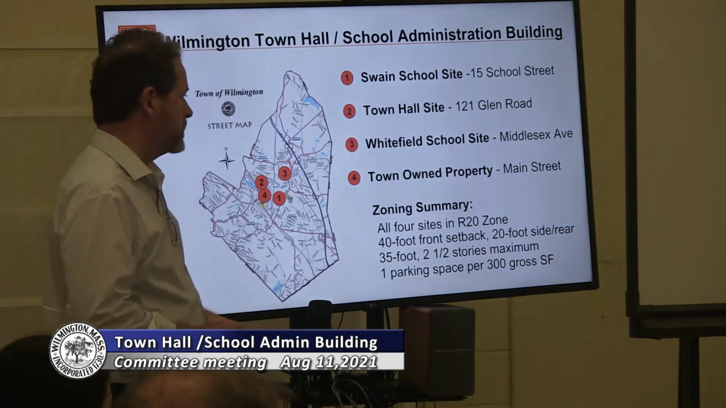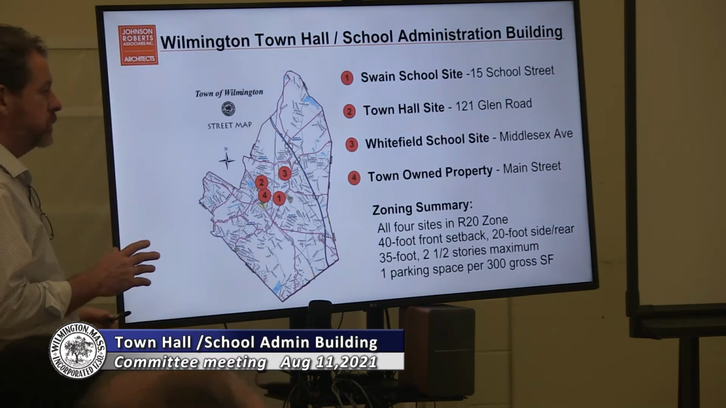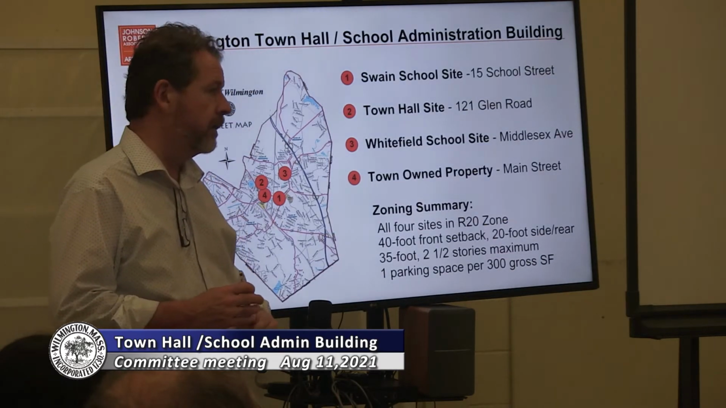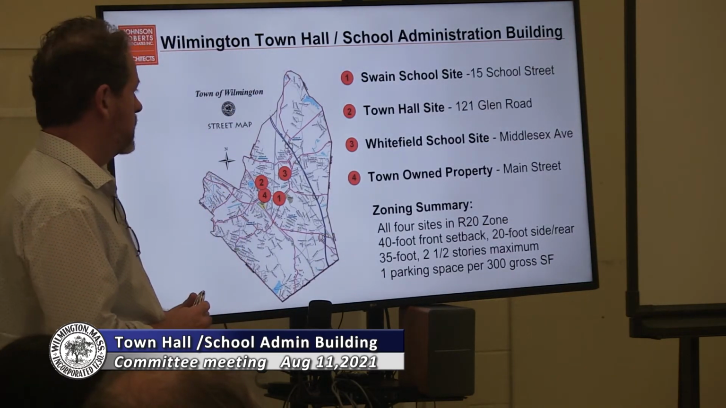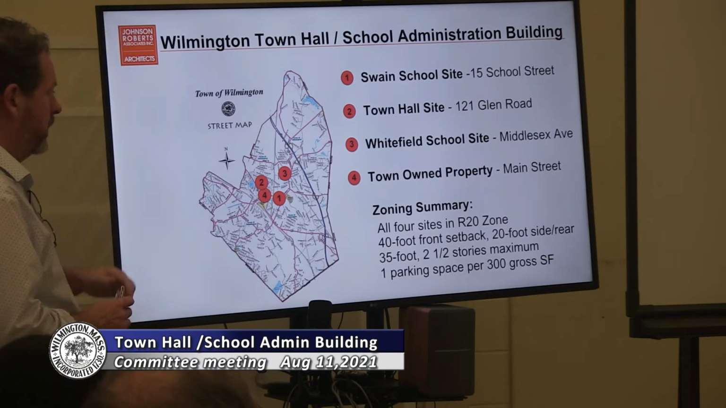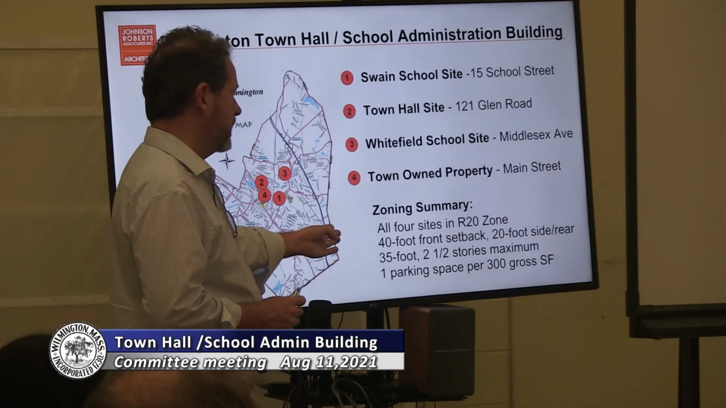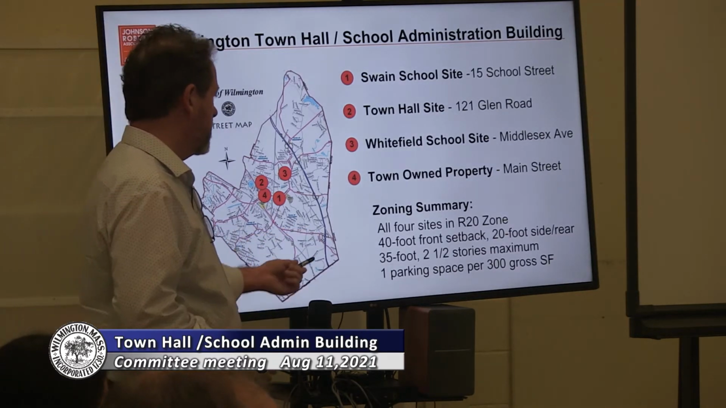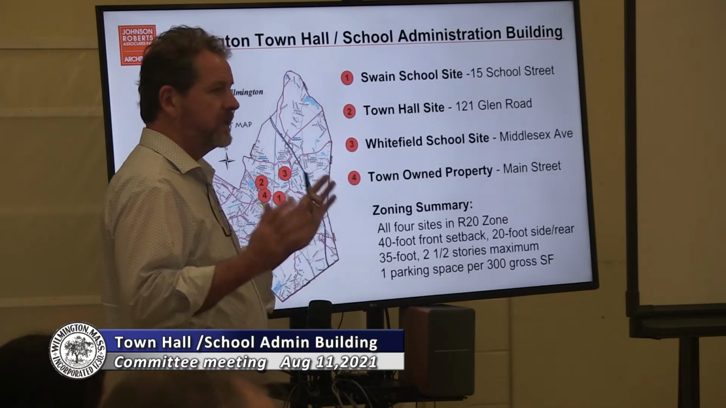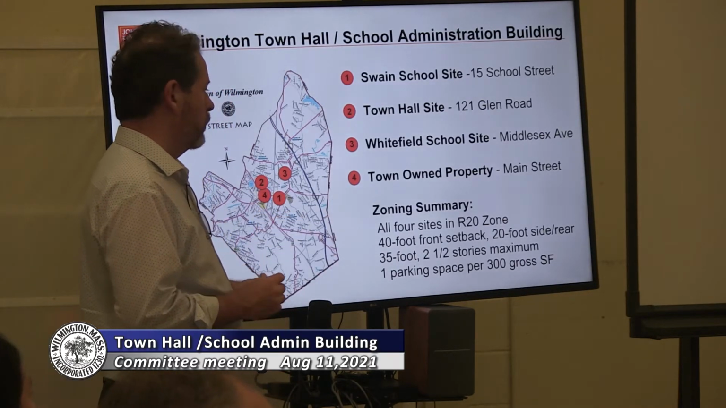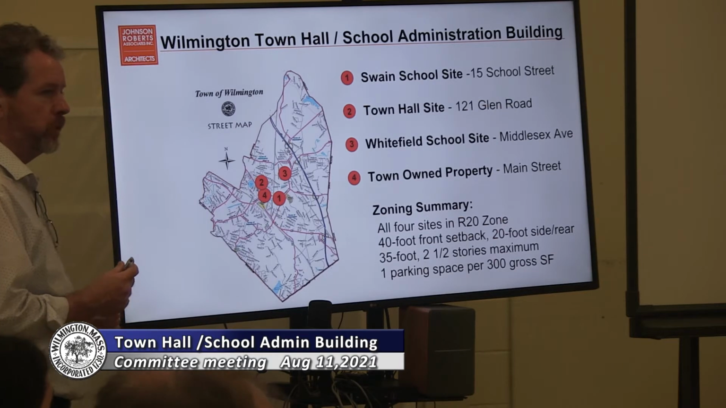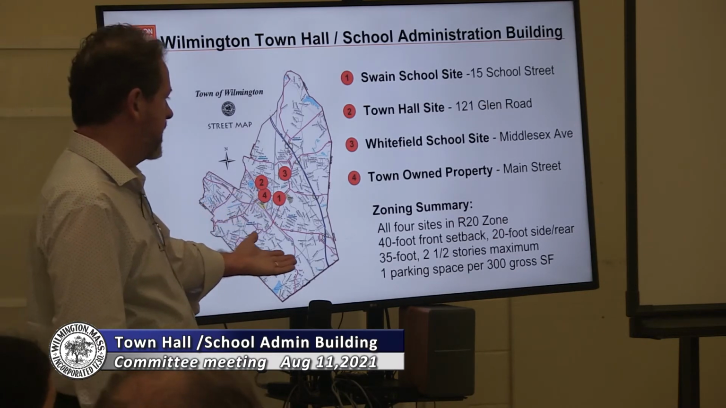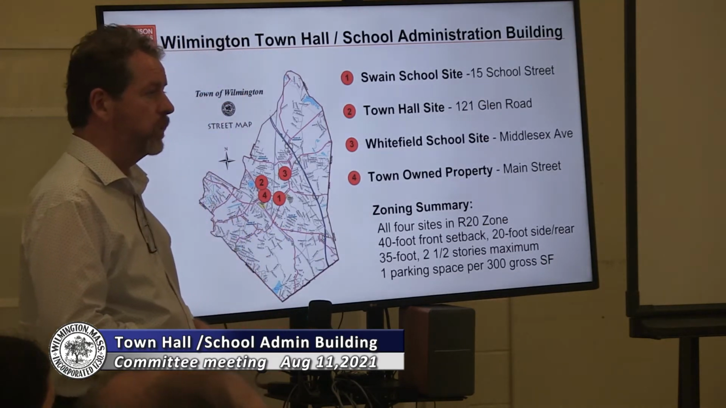The thing that we've added here is the zoning summary. All 4 sites are in the residential 20 zone. A summary of the zoning is 40-foot front setback and 20-foot to side and rear. We've shown that on the plans. 35 feet and 2.5 stories maximum in this zone. Municipal facilities are allowed, and there's no exact category for municipal offices and the school department. So we picked the one that's the closest, we think, because that's what the zoning bylaw says, and that comes out to 1 parking space per 300 gross square feet.